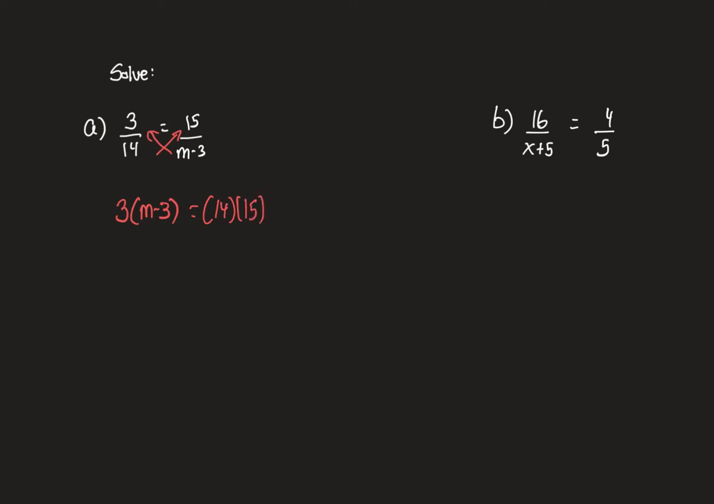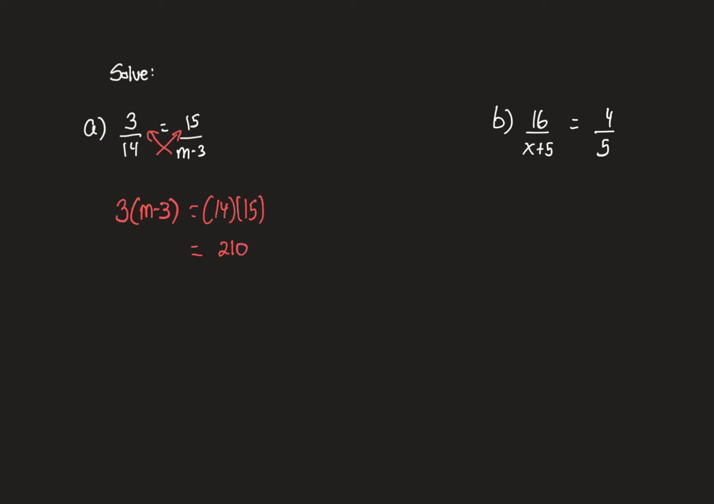So we still haven't changed our steps. We're still doing cross multiplication first. So no matter what, you always start off with cross multiplication in these type of questions. Okay? Now, 14 times 15, you're going to be getting 210.